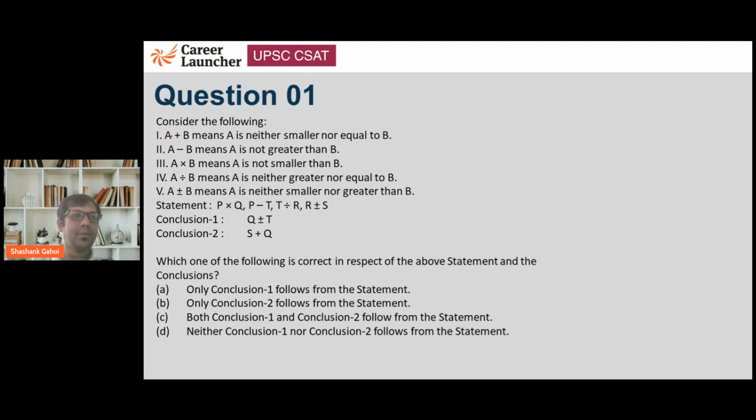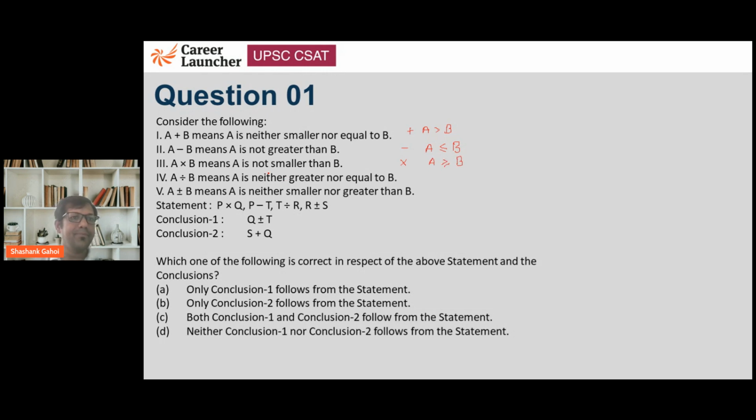The first statement says A plus B means A is neither smaller nor equal to B. It means A is greater than B, because it's neither smaller nor equal. So basically plus means greater. A minus B means A is not greater, so A can be smaller or A can be equal. So A is less than or equal to B. Now what does multiplication mean? A is not smaller than B. It means A can be either greater than or equal to B.